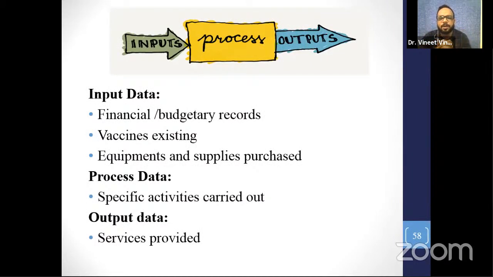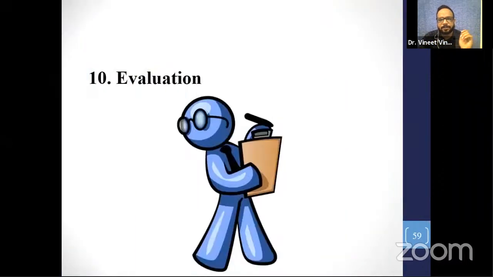So there will be input data: financial and budgetary records, vaccines existing, and all those things, equipment and supplies which are purchased. During the process, data is the specific activities which are carried out, and output data will be the services provided.